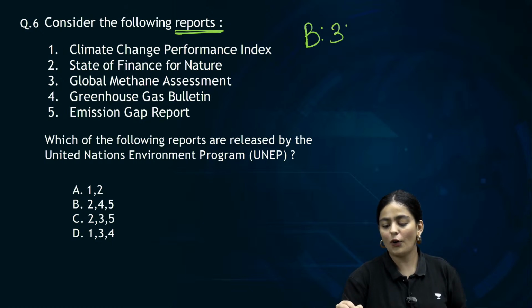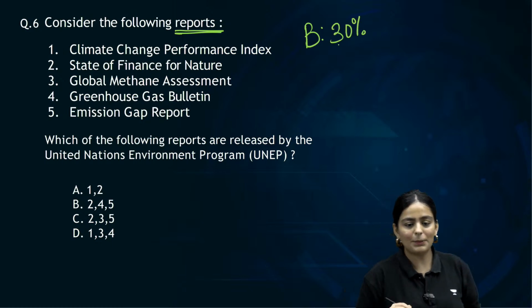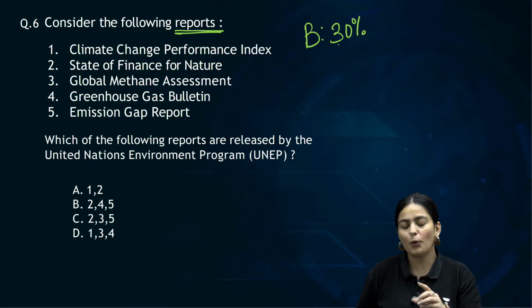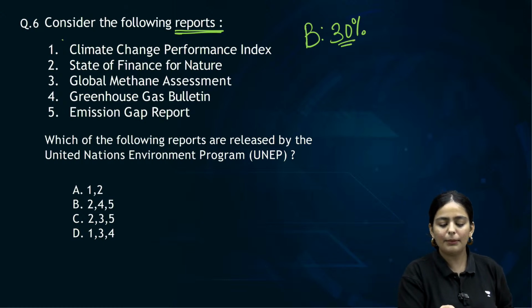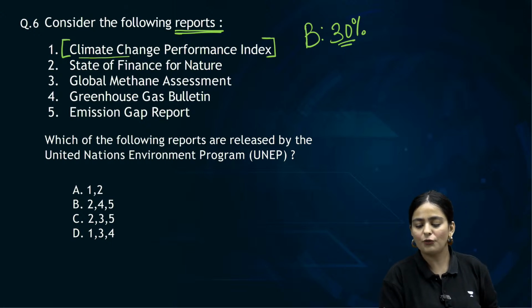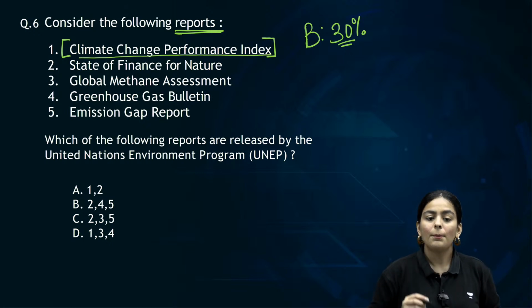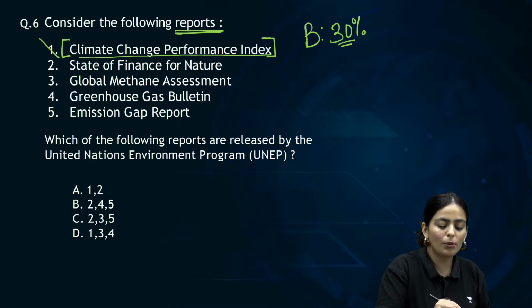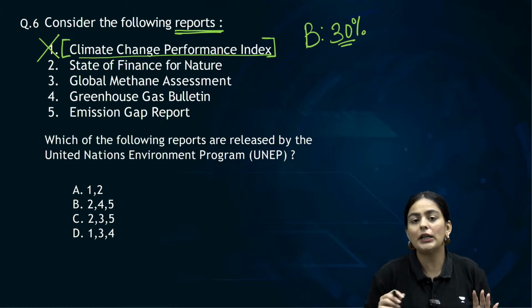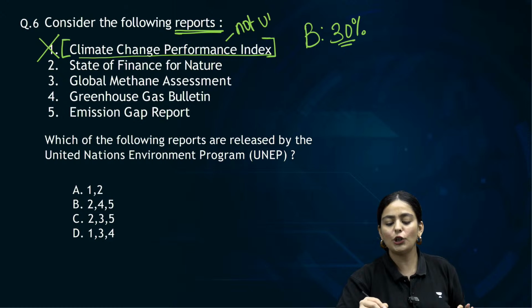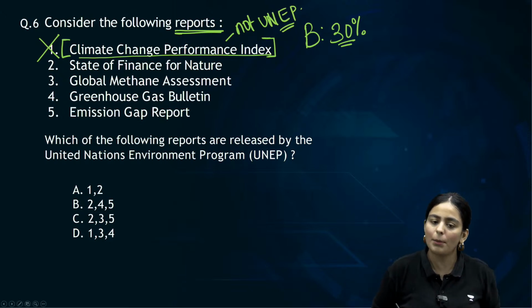So most of you have opted for B, that is 30%. Let's discuss this. Consider the following reports. The first report, very important, is the Climate Change Performance Index. Clear? Please remember, we will discuss this at length, but the first point to be noted is that it is not released by UNEP. Let's understand the nots first. So it is not released by UNEP, point number 1.